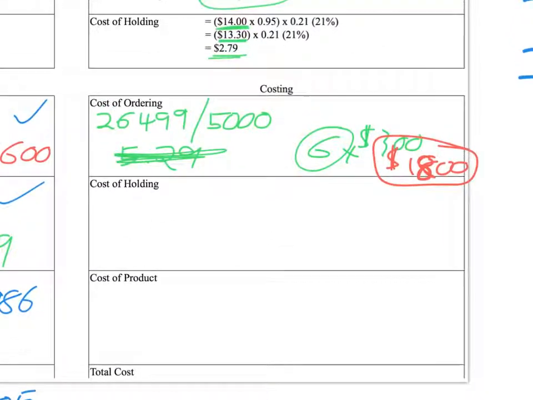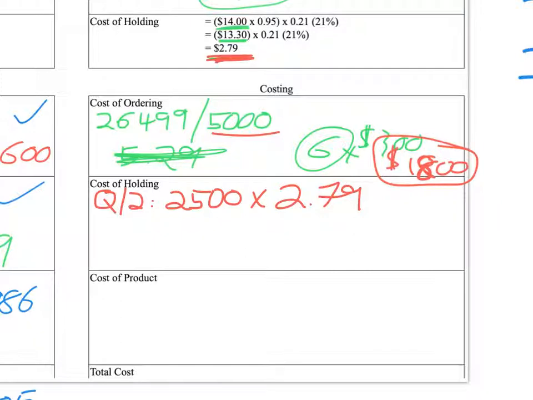So let's figure out cost of holding. Now remember, cost of holding is applied to average inventory, and average inventory is half of Q. So half of Q in this case is 2,500, because we're ordering in increments of 5,000, again, remember. So 2,500 times our new reduced holding cost, which is 2.79. So 2.79 times 2,500 is $6,975.